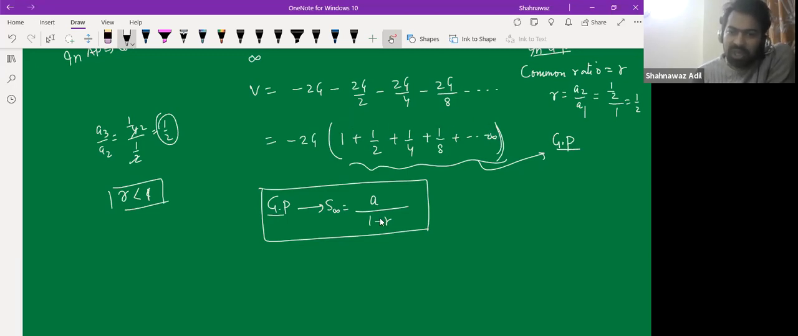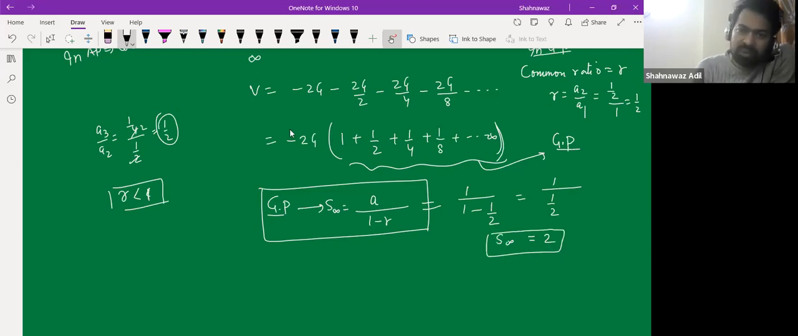So the sum is simply A by 1 minus R, right? So this would be how much? A is 1, right? And 1 minus R is how much? That is again 1 by 2. So this would be 1 by, 1 minus half is half, and then this 2 goes upstairs and it becomes 2. So S infinity is 2.